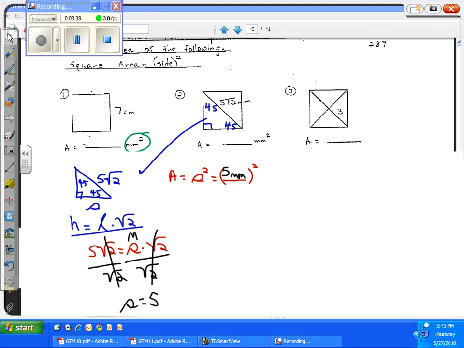So we have 5 millimeters quantity squared. We distribute that through the parentheses. We get 5 squared is 25 millimeters squared, or 25 square millimeters. Any questions on number two? Okay.